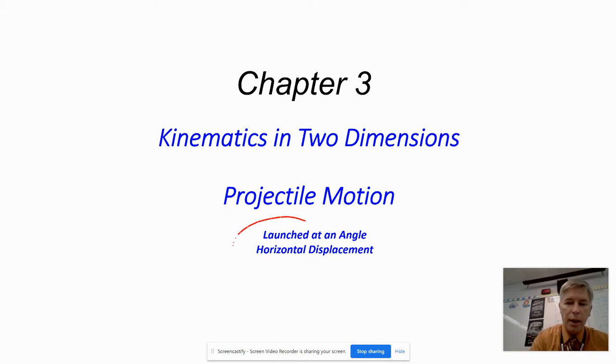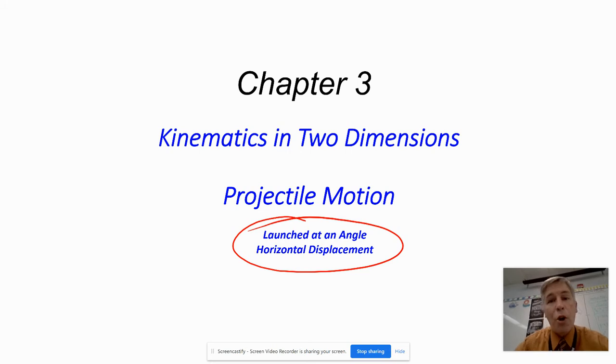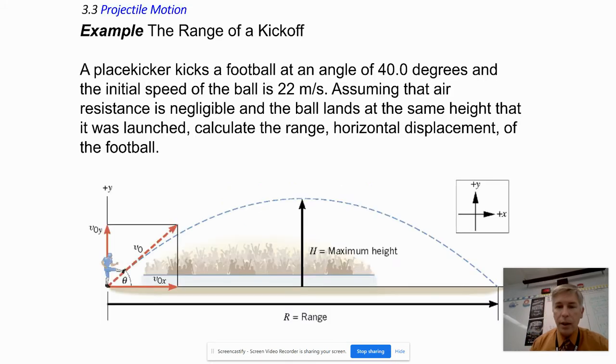We are going to look at launched at an angle. This time we're going to find horizontal displacement. So we're going to go back to the same problem. This place kicker is kicking a football at an angle of 40 degrees, 22 meters per second. Assuming there's no air resistance, the ball is landing at the same height that it was launched. We're going to calculate the range or horizontal displacement of the football.